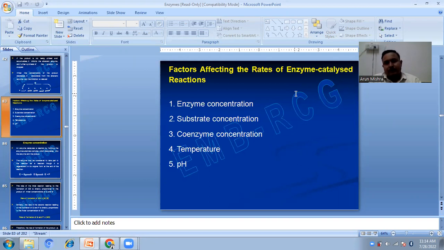So there are 5 different factors which regulate the activity of an enzyme. Those being enzyme concentration, concentration of substrate, concentration of the coenzyme, temperature, and pH.